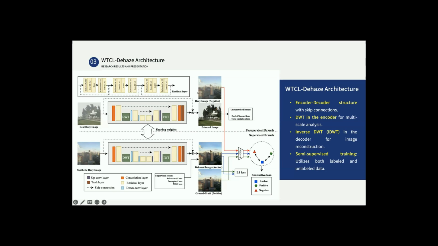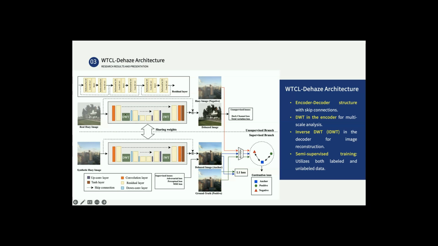Now, unlike other methods, our model does not use batch normalization. And this is intentional because introducing batch normalization might produce unwanted artifacts during the image restoration process, especially when dealing with fine details. So to avoid that, we remove batch normalization to ensure that the image's fine textures remain intact.